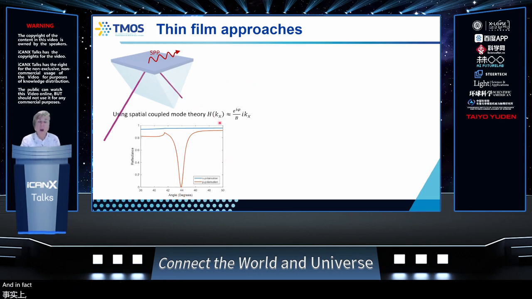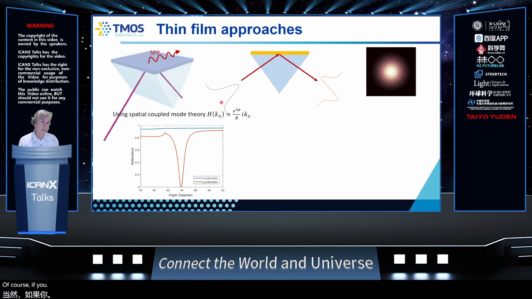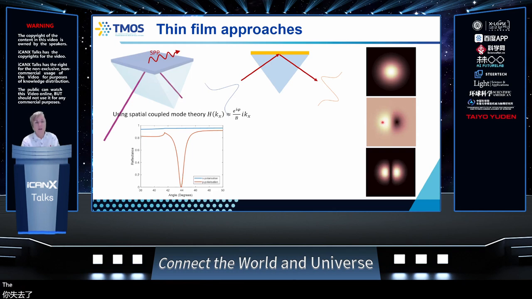In fact, it can be shown that the transfer function is directly proportional to the spatial frequency. So one can say that the incident field is being differentiated. If you've got an incident Gaussian beam, the output field would look like its derivative. Of course, if you take images of the input field, it would look like this. The output field looks like this, but once you obtain an image of it with a camera, you lose the ability to discriminate between positive and negative values, and you just see something that looks like this.